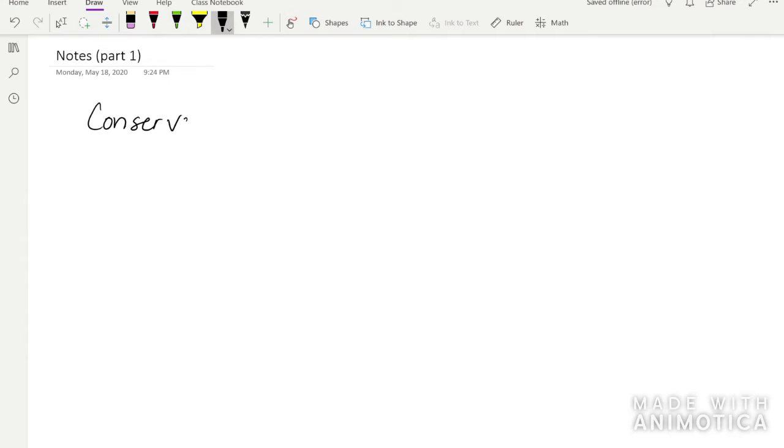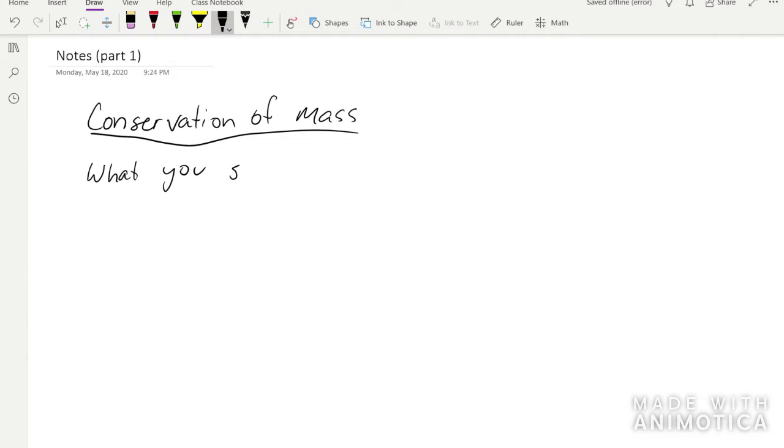This we've kind of talked about before, and it's something that you may have heard of before. Previously, in grade 9, we talked about conservation of energy. Conservation of mass is very similar. Whatever you start with, you end with for mass.